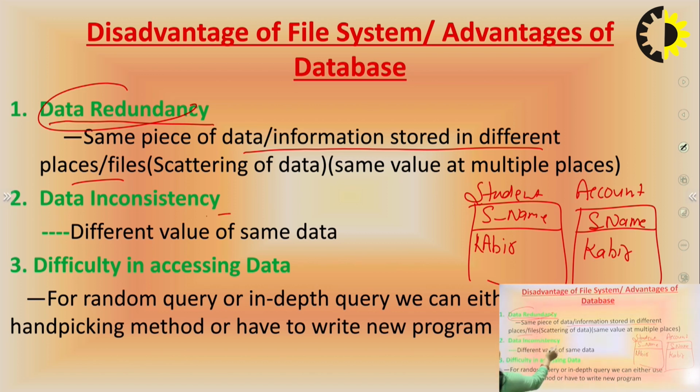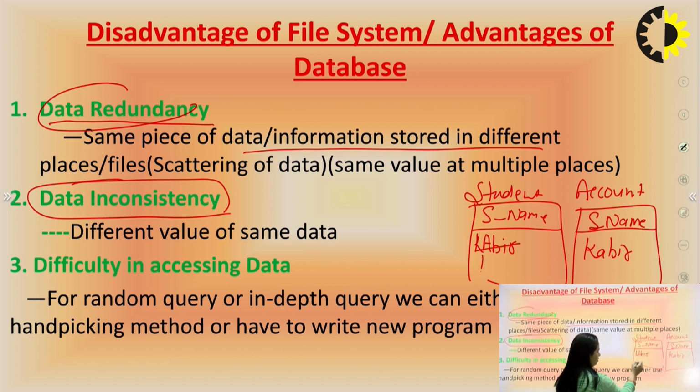Next, data inconsistency. What is the meaning of data inconsistency? Different values of the same data. If Kabir wanted to change his name, he can say Kabir Singh. He wanted to change his name from Kabir to Kabir Singh. So he changed it in the student table from Kabir to Kabir Singh, but in the account table, this is not updated. So this is known as data inconsistency: different values of the same data at different places.